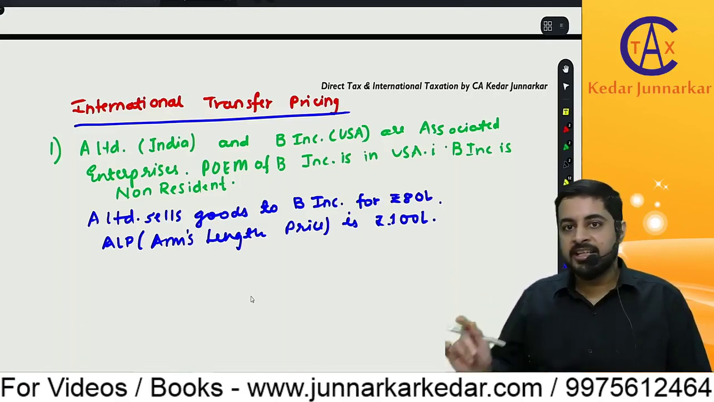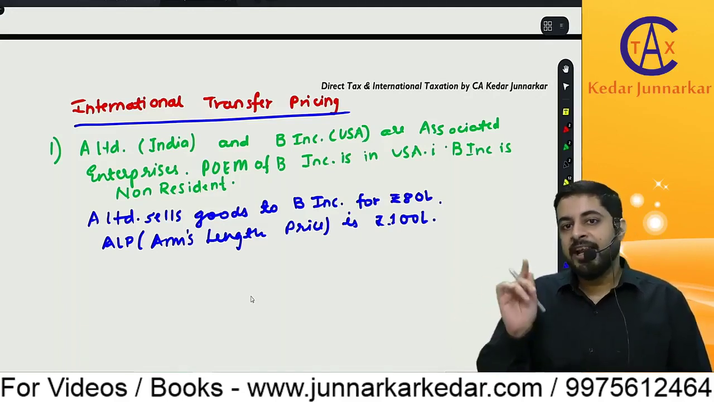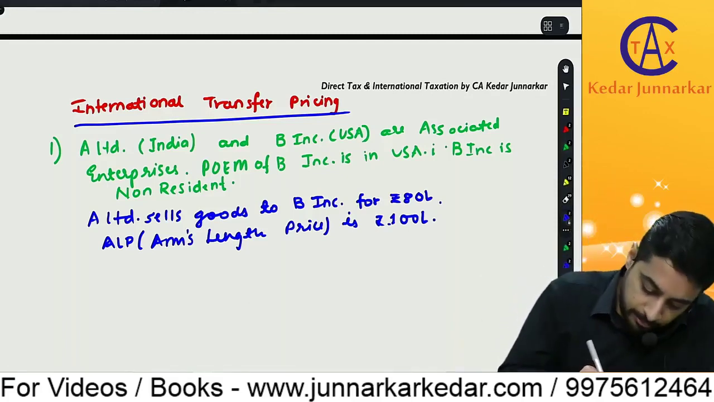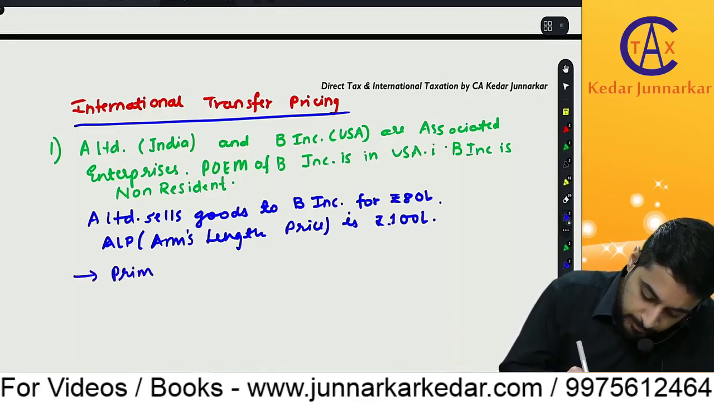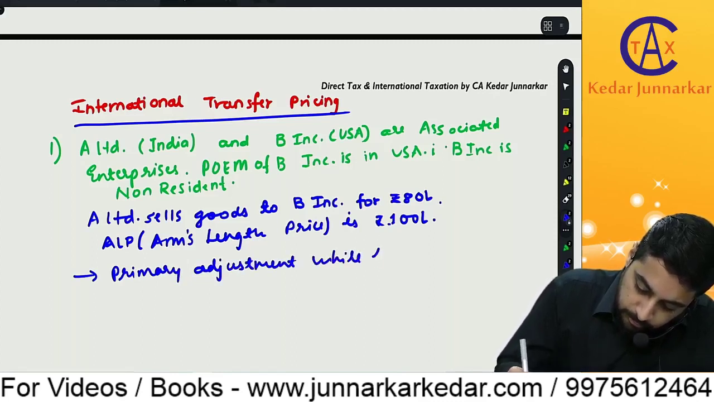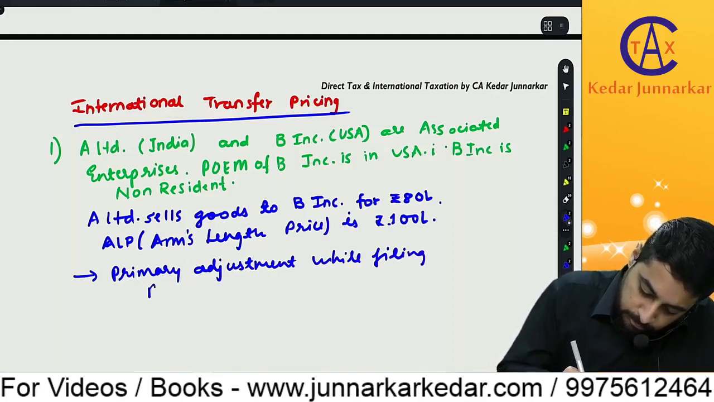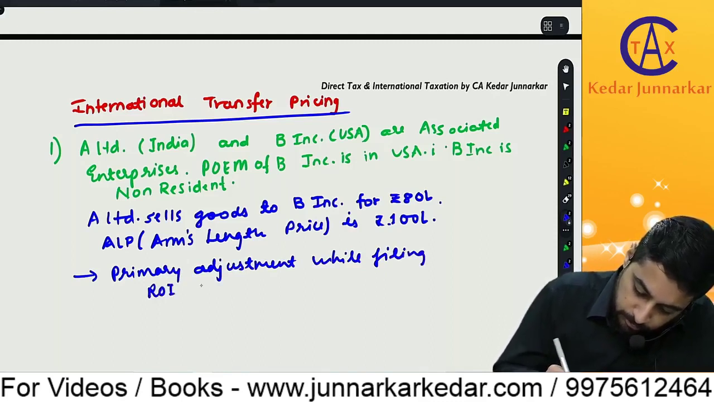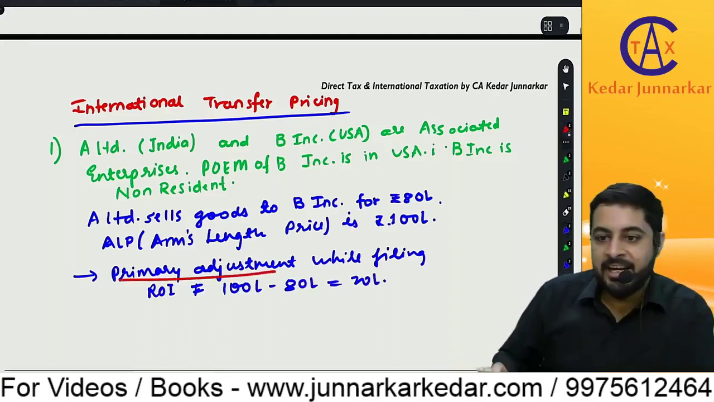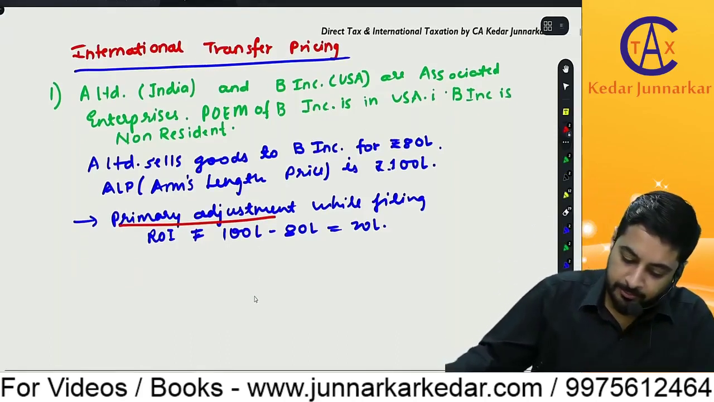So here we cannot make changes to the books of accounts. So while filing return, what would be the transfer pricing adjustment? It would be 20 lakhs. This is called as primary adjustment. There is one more, secondary, that also we are going to study later.